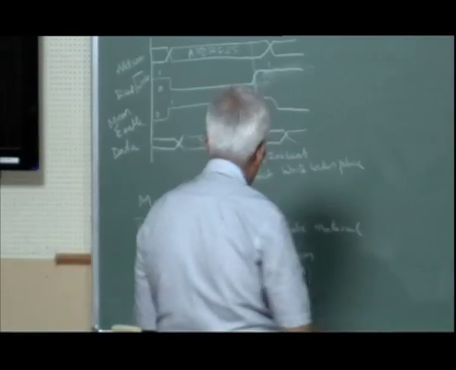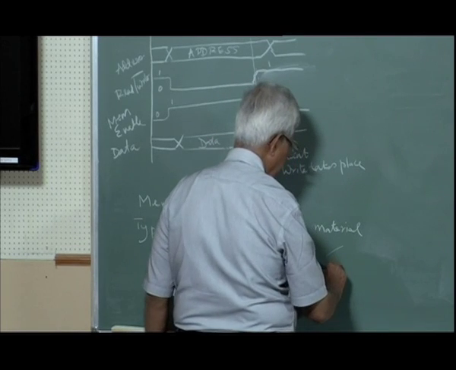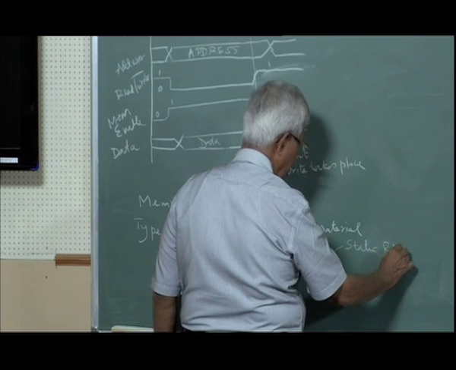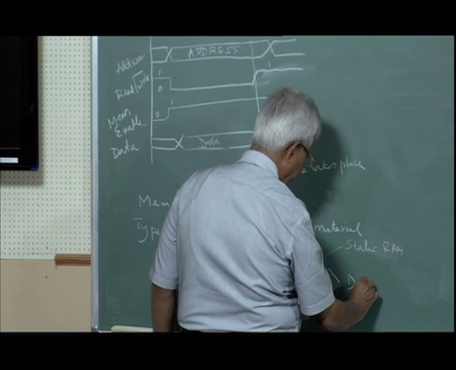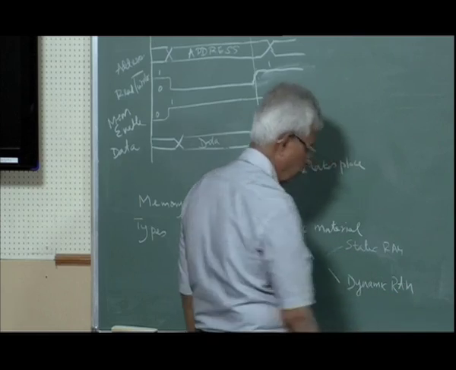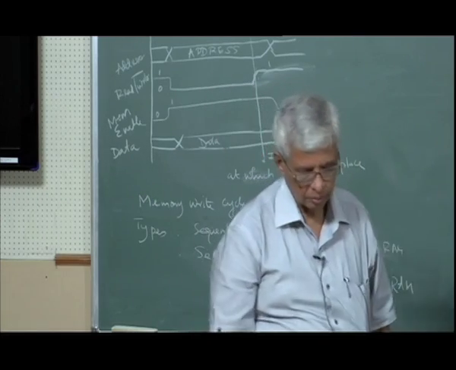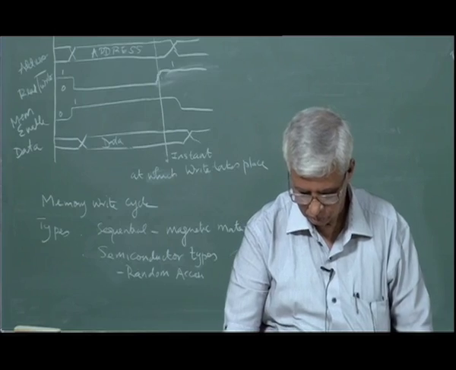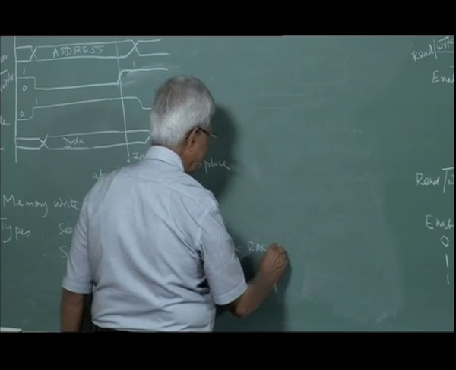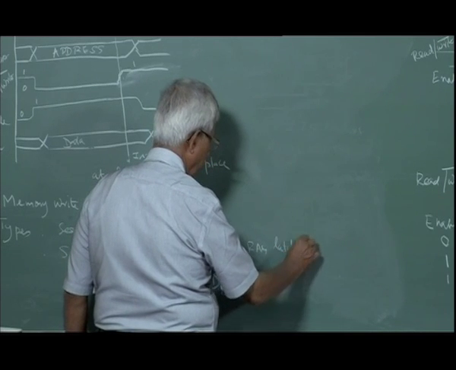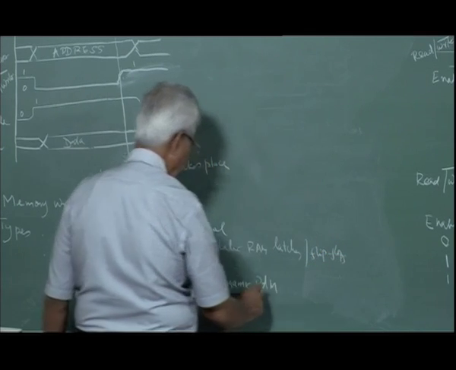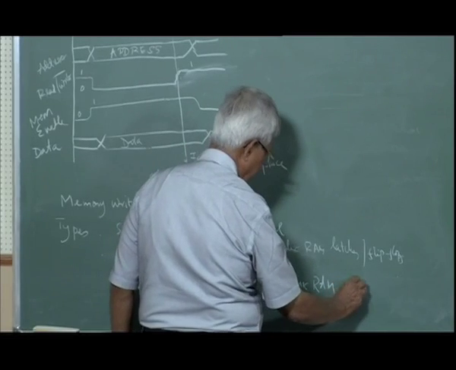Within this, there are two types of memories. One is called static memory, static RAM, the other is called dynamic RAM. Static RAM uses latches and flip-flops. Dynamic RAM uses the charge of a capacitor.